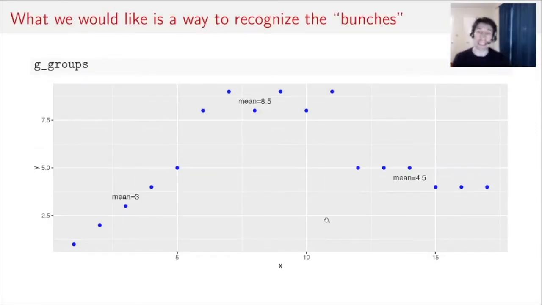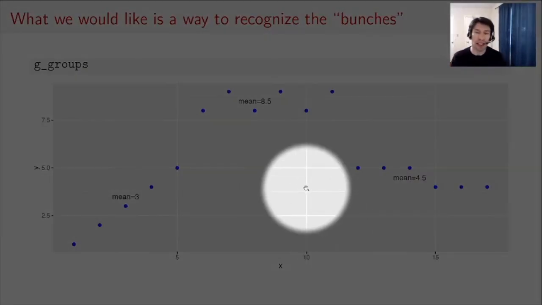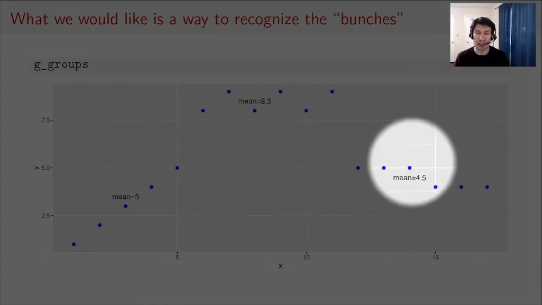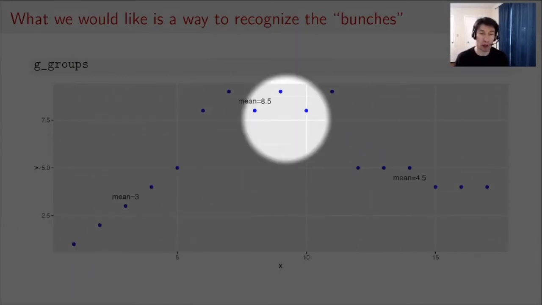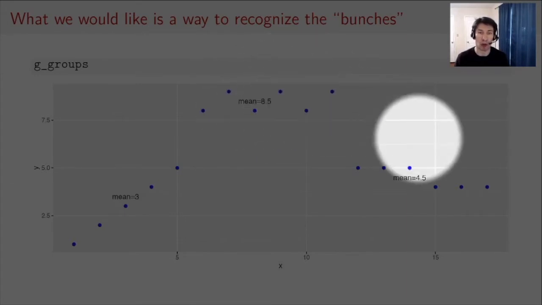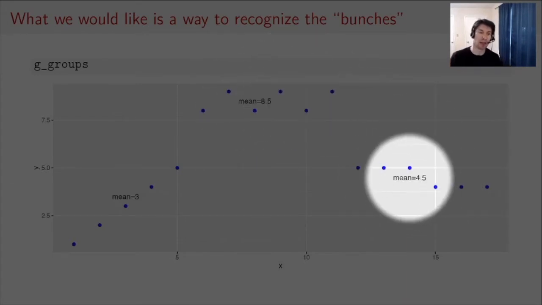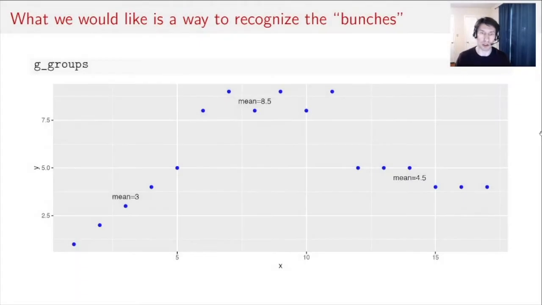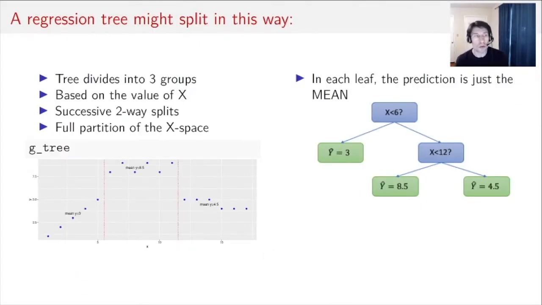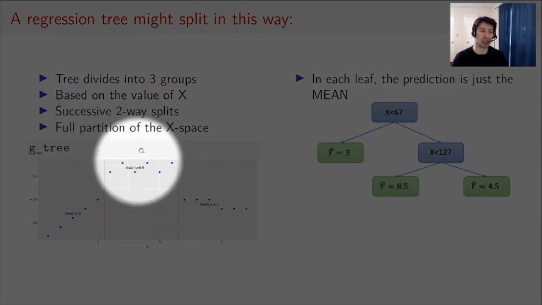So what we would like instead is an algorithm that can allow us to recognize the fact that actually this data is kind of bunched into different areas. There's a group of points here, there's another group of points here, and there's a third one here. Visually, we can recognize them. Regression line does not allow us to do that, but the regression tree is going to allow us to do exactly that. So what a regression tree is going to do for us is that it's actually going to split the data into these three zones.